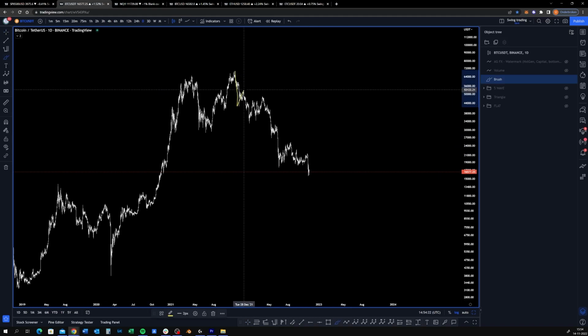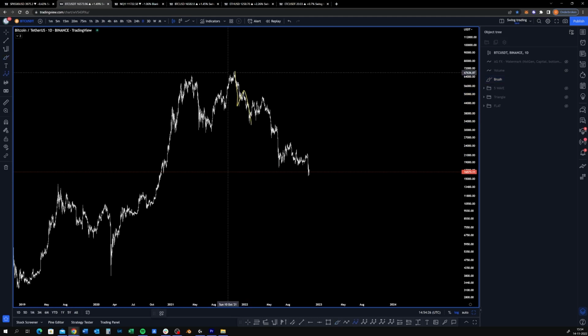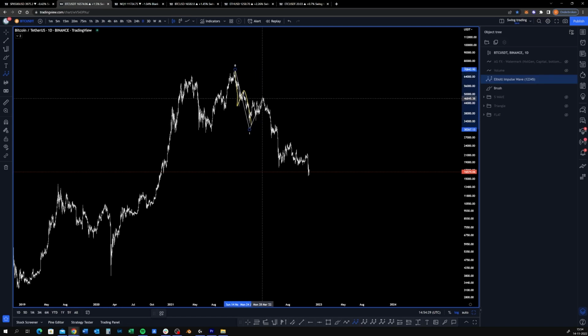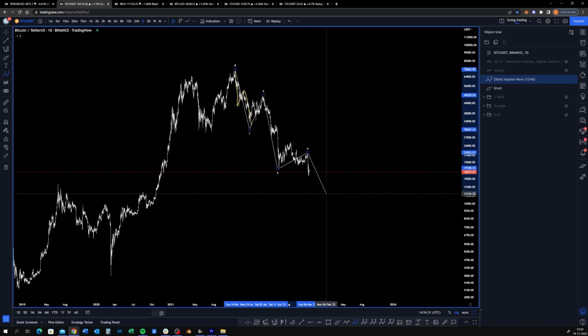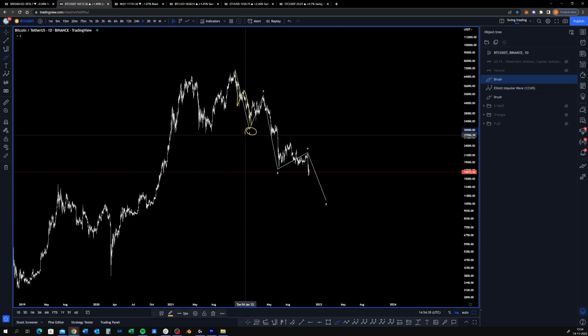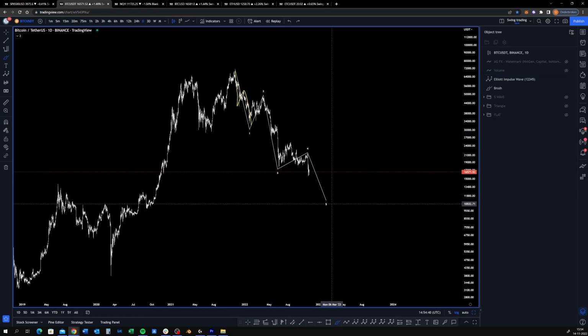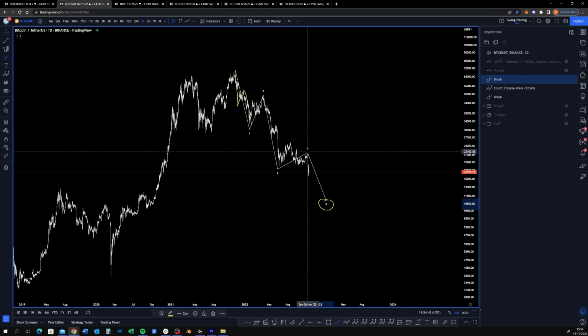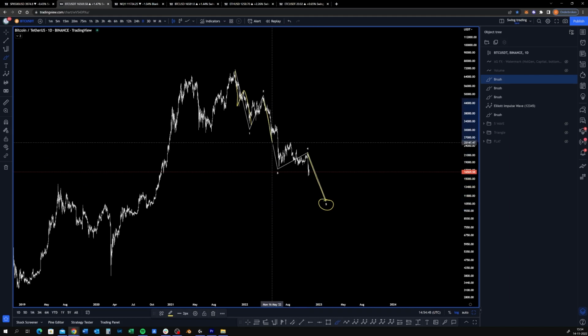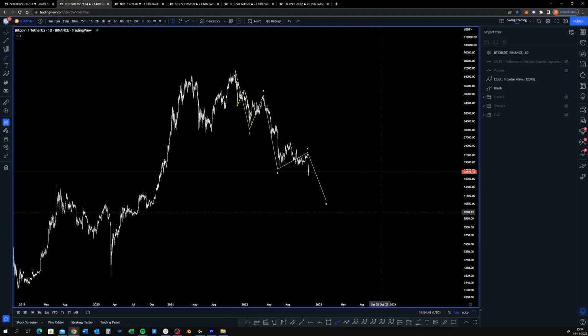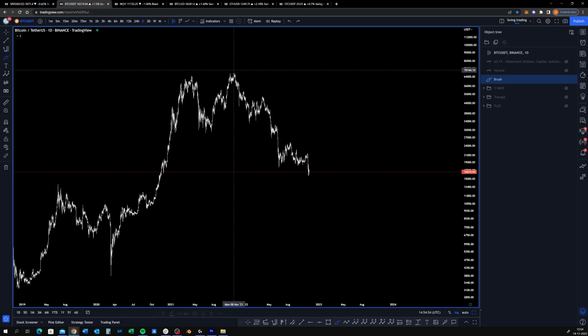This one looks like a 3-wave move, while the one should consist of 5 waves. So again, the 1 should consist of 5 waves, the 3 should consist of 5 waves, and the 5 should consist of 5 waves. So all the legs in the direction of the trend should consist of 5 waves. But here it looks like a 3-wave move.